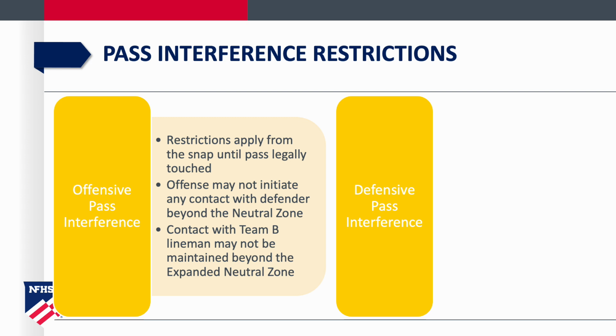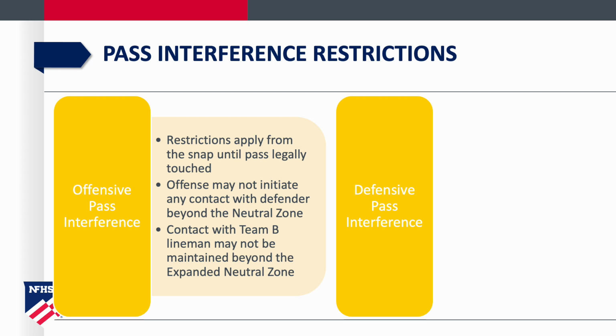A common example we see of offensive pass interference is when an offense is running a mesh concept. The offensive players coming across each other cannot initiate contact with the defenders to knock them off of their defensive assignment. An offensive player also cannot engage a block if he is an eligible receiver beyond the neutral zone.